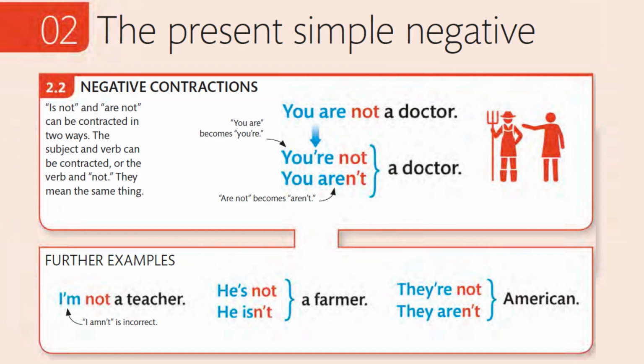Further examples. I'm not a teacher. I'm not is correct, but I amn't is incorrect. He's not a farmer. He isn't a farmer. They're not American. They aren't American.